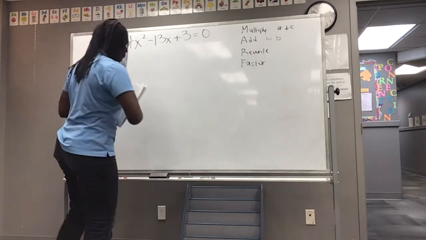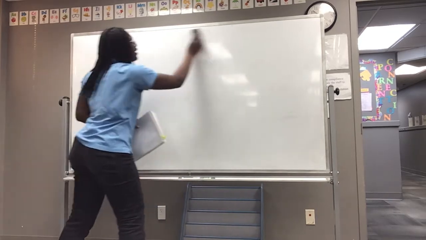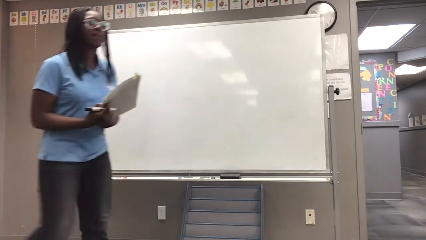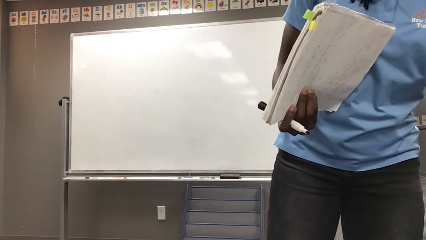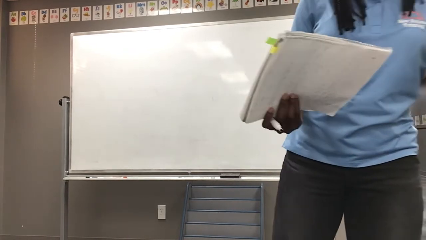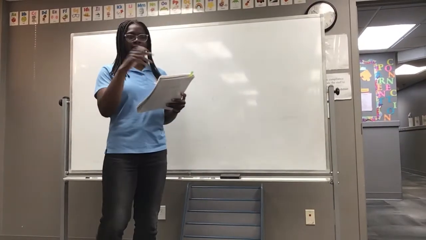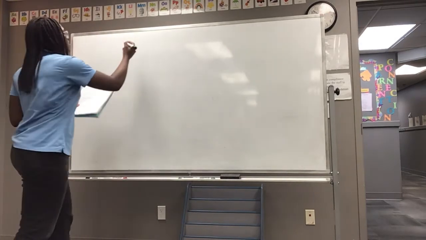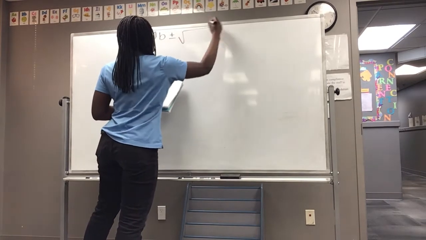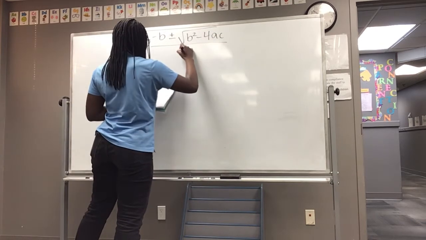Okay, so that was the factoring method to solve these quadratic equations, and then we could also solve them using something called the quadratic formula, which should be on page 8 of your math packet. It's under the part where it says graph a parabola. But yeah, I'm going to write it up here. So it's x equals negative b plus or minus the square root of b squared minus 4ac, and then divide that by 2a.